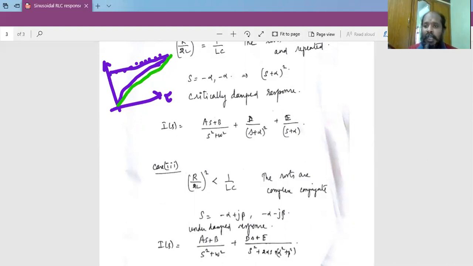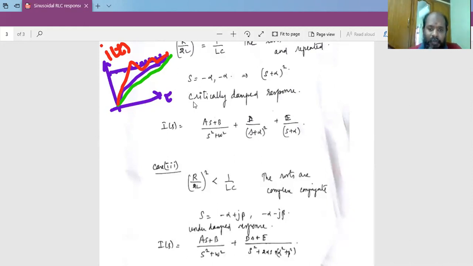And if you go for under damped, which we are going to deal with, your under damped response will look like this. It will damp around and then reach the final value. This is between I of t and t, for a step input. For a sinusoidal input also, the type of response we obtain will be of similar nature. What I am trying to say here is, for critically damped and over damped, the response will be slower, sluggish.